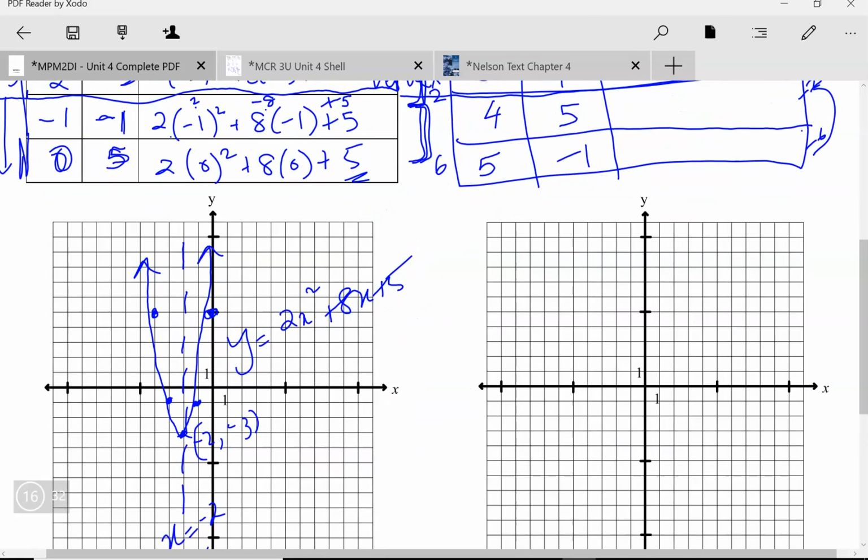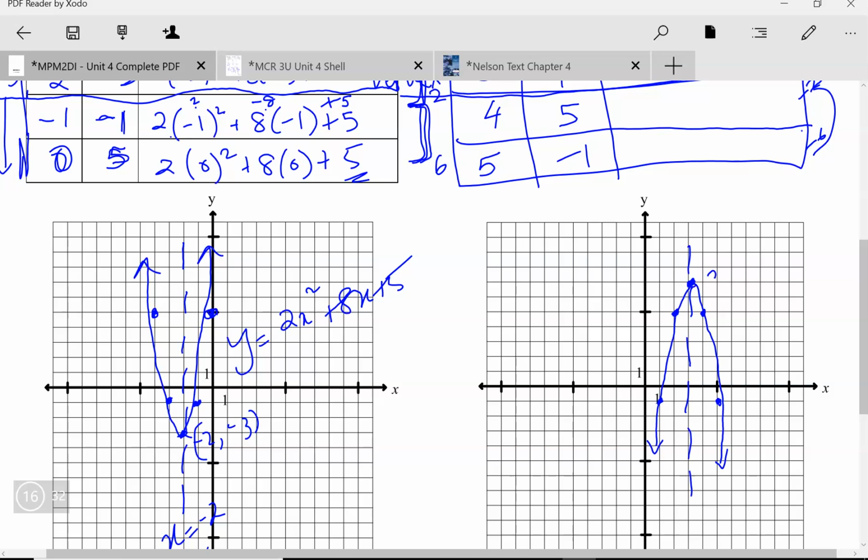And the same thing I'm going to do for this one. I'm going to plot the vertex first. It's over here. And then I know it's 2, 5 and 4, 5. And then it's 5 and 1, -1, I think. And once I have my points, I'm just going to, oh, that's much better. Not so much, but oh well.